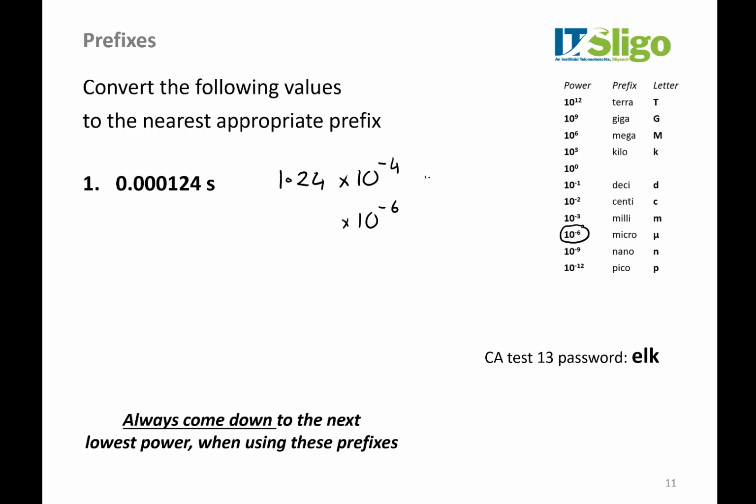So this side has got smaller by 10 to the power of 2, so we multiply the other side by 100, or 10 to the power of 2. The right hand side has got smaller by a factor of 100, so we simply multiply the left hand side by 100. And this, guys, would be 124. 10 to the minus 6, guys, is micro. Remember your Greek letters, that's mu.